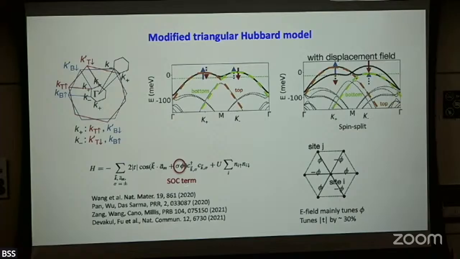So you can introduce a term, something like a spin orbit coupling. This displacement field will change the amplitude of the hopping, but not too much. This is from numerical studies, but it will significantly change the spin orbit term. So this will be the modified triangular Hubbard model, for example, for twisted tungsten sulfide selenide when the twist angle is big. We are not in the topological regime.